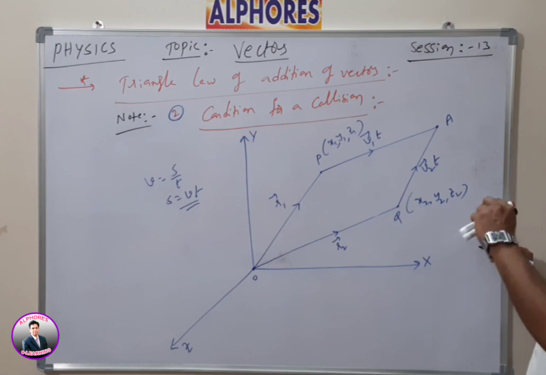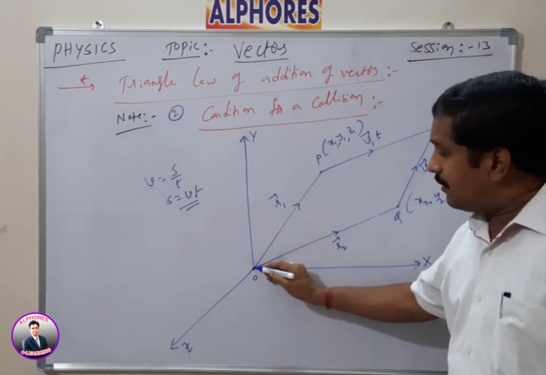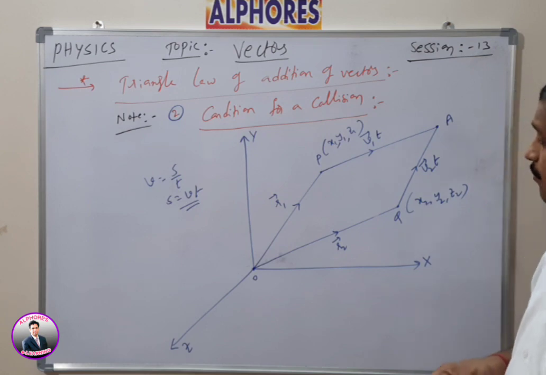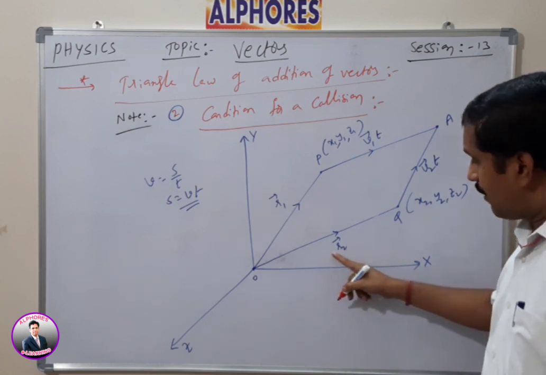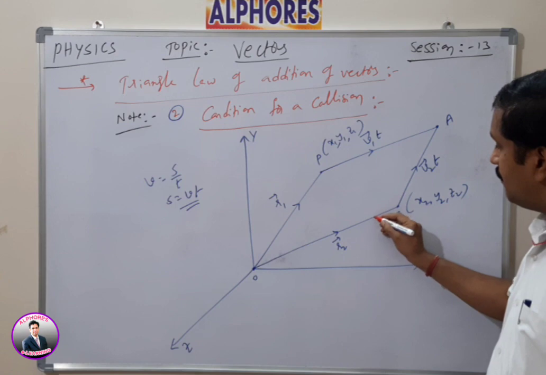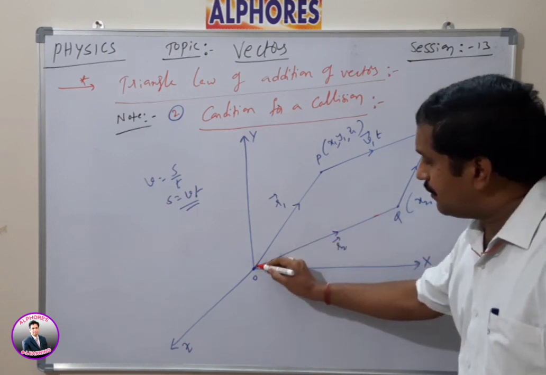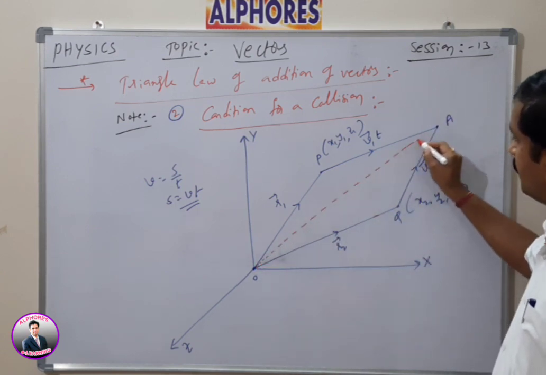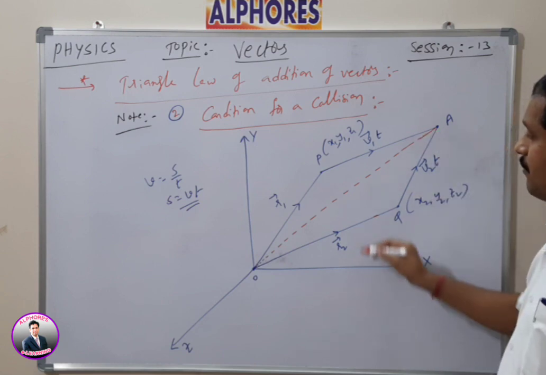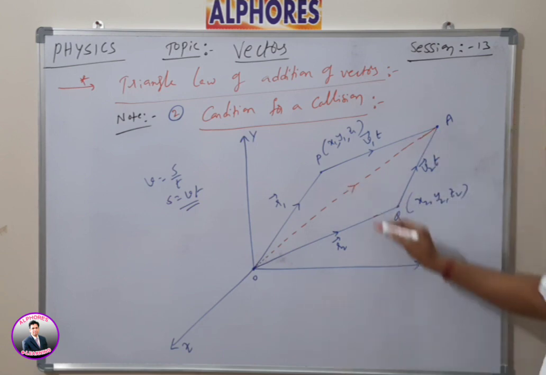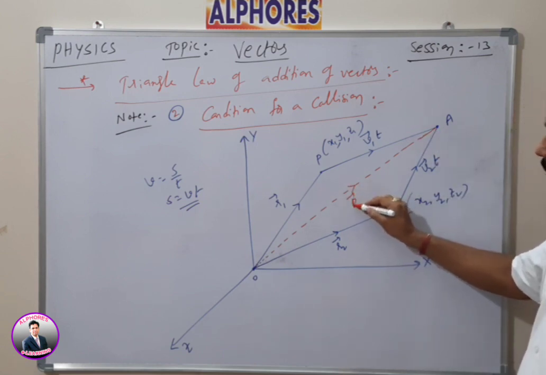Now listen carefully. What is the final resultant of this particle? This is one vector, this is another vector. By taking these two vectors, this is the resultant displacement of the particle. Let us call it capital R bar.